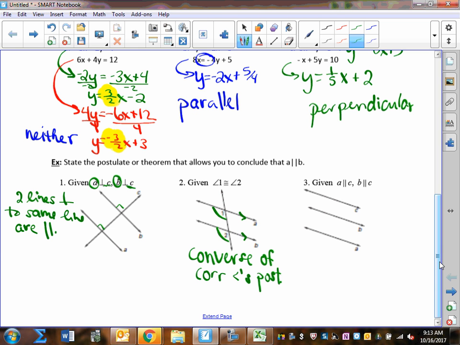Very good. And then our last one's pretty easy. We see A is parallel to C, and B is parallel to C. A and B are parallel to the same line. So again, if A is parallel to C, and B and C are also parallel, then A and B must be parallel. What's our theorem for this one? Go ahead, please. If two lines are parallel to the same line, then those two lines are parallel. Very good. So similar to number 1, again, let's shorten it down a little bit. Two lines parallel to the same line are parallel.